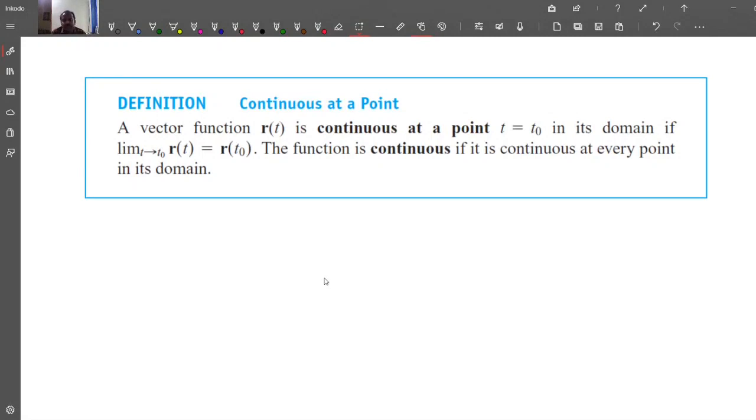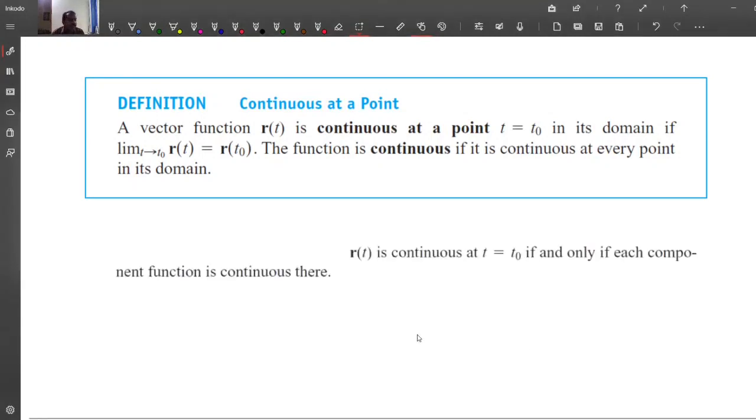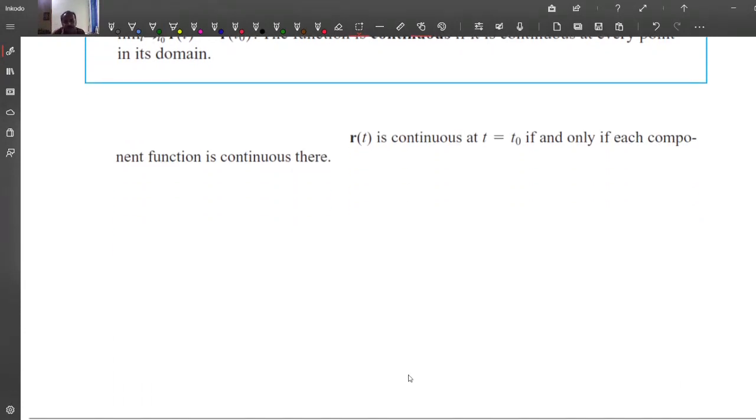Now there is an easy way to check continuity. A vector function r(t) is continuous at t = t₀ if and only if each component function is continuous at t = t₀. So you can have an example.